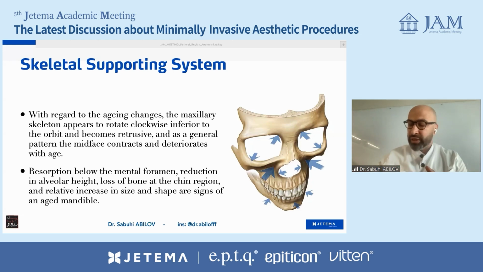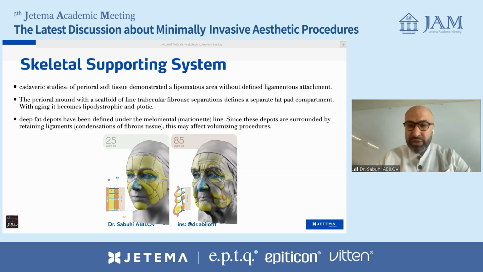And also the fossa canina is going to become invaginated, and the invagination of this area appears as lip collapse and ptosis. Resorption below the mental foramen and reduction in the alveolar heads also influence the perioral region appearance. And our next supporting system of the perioral area is ligaments.